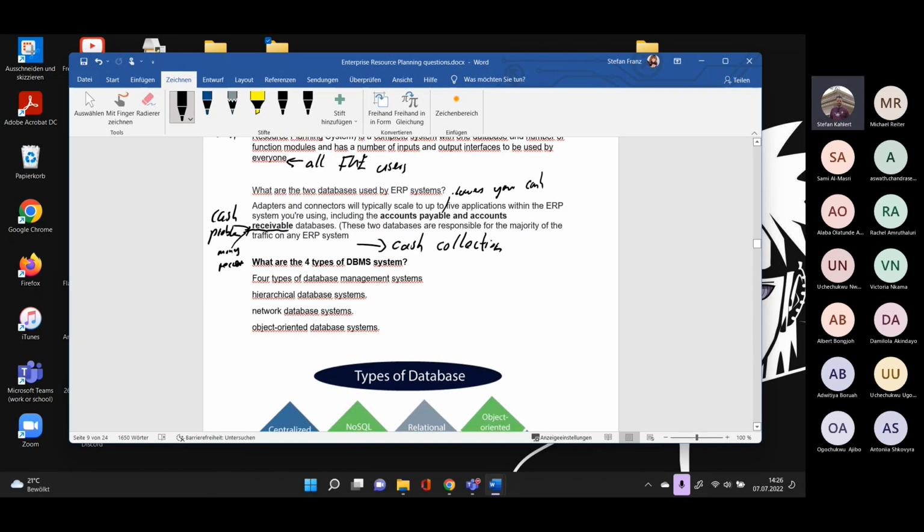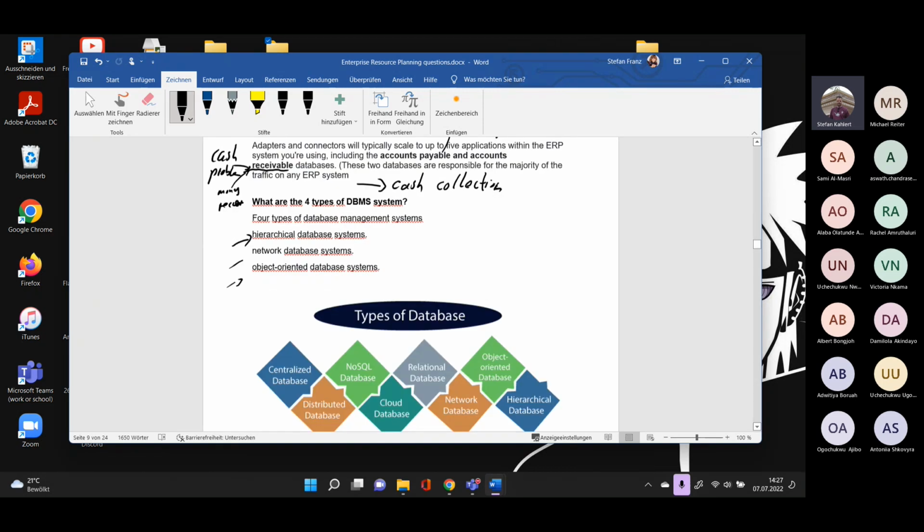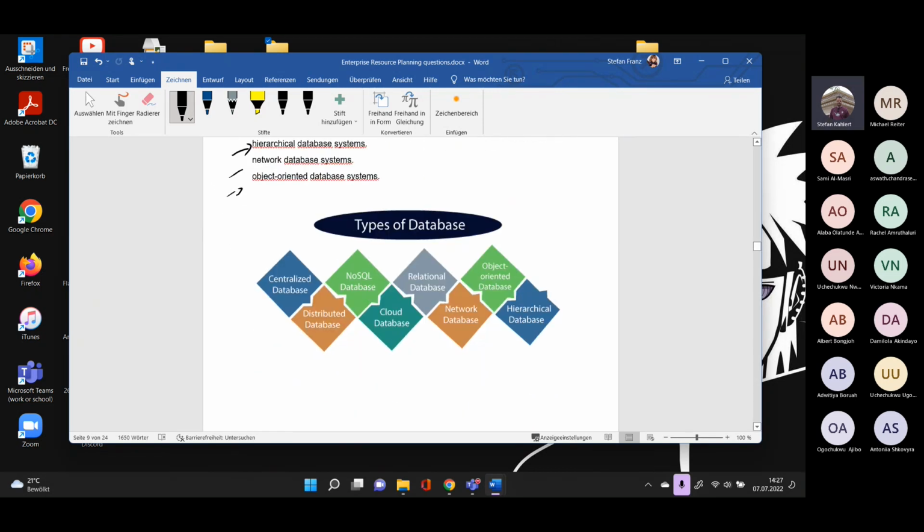So I have put in a picture of a database management system. You see that here. Usually you have 4 types. You have hierarchical, network, and object-oriented database systems. And you can differentiate among those. Just to mention, accounts receivable and accounts payable are responsible for the most traffic, because here you get information in and out. So when you see here, data is different as always.